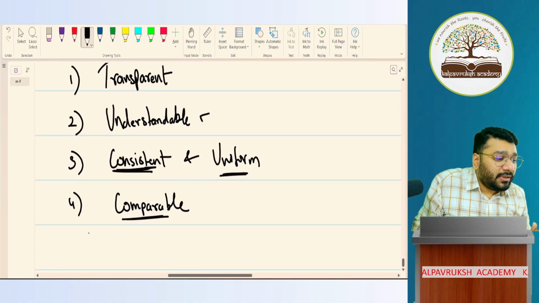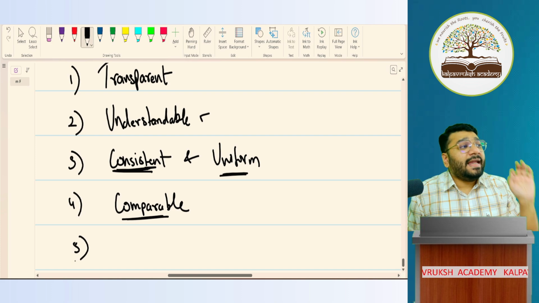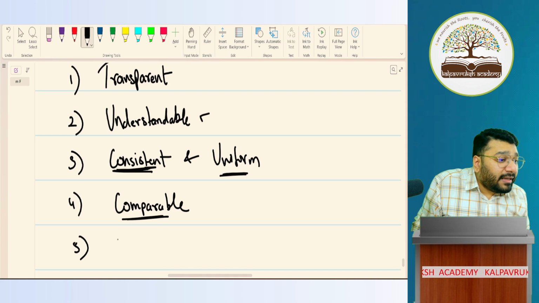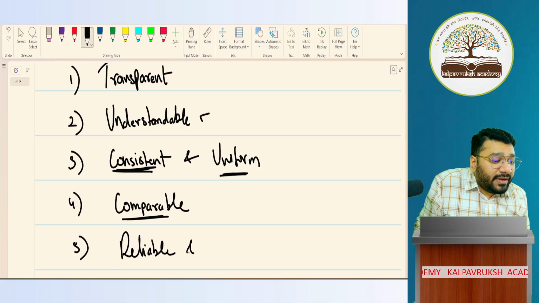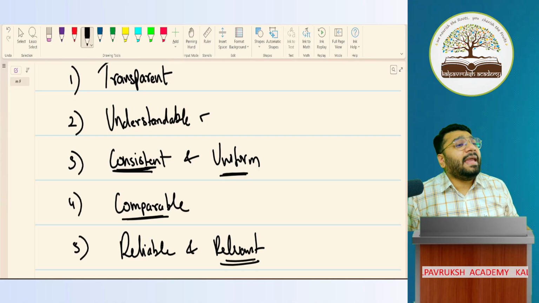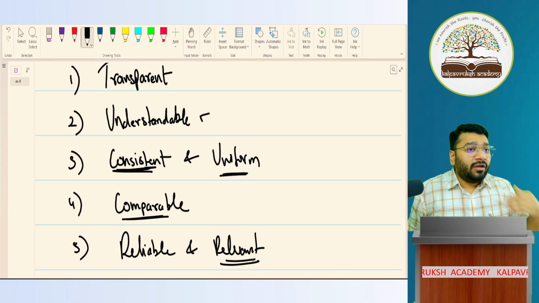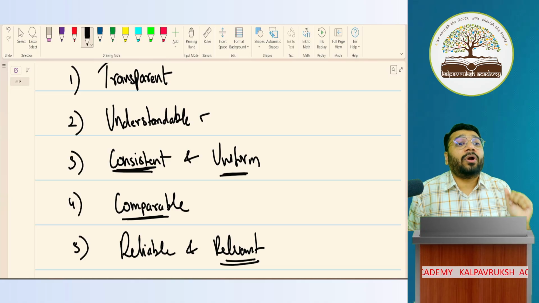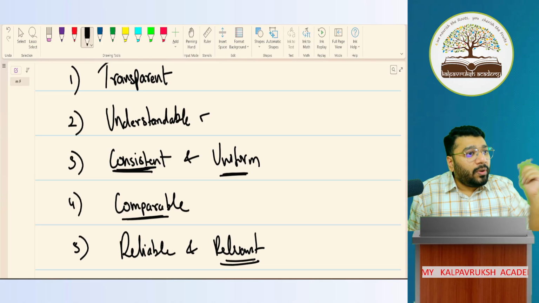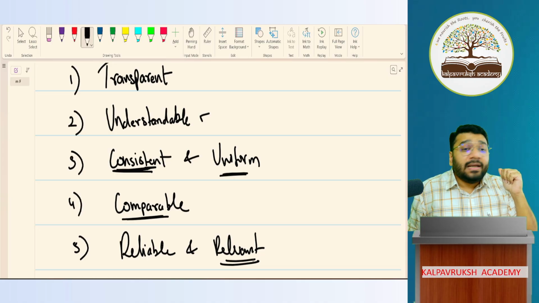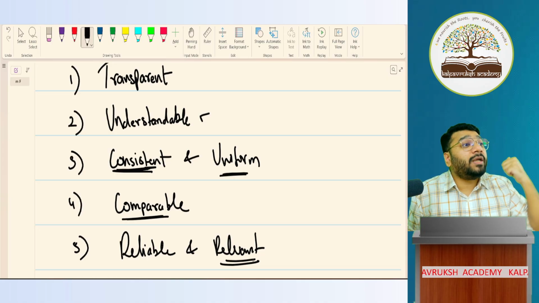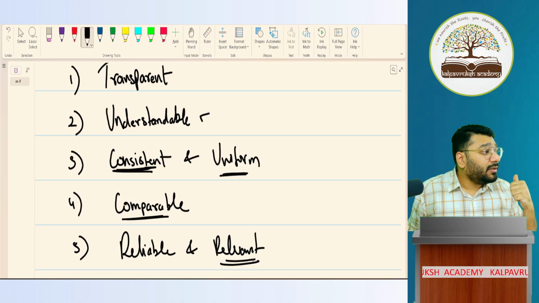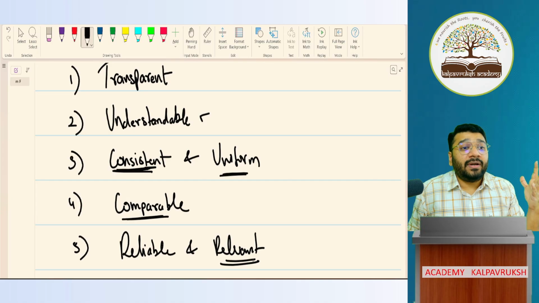Fifth one is the data that you are giving to me should be reliable and relevant. You cannot present me any data which is irrelevant. My decision to invest in your company or not will depend on certain important factors. It will depend on your turnover. It will depend on your profitability. It will depend on what is the kind of gross margin that this product is providing in your business type. Like that, there are so many parameters I want to know.